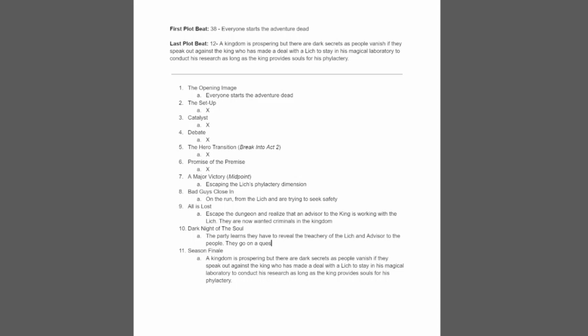They go on a quest to do this, or we'll just say a mission to do this. And what is this Dark Night of the Soul like? This is still incredibly vague, because yes, they could go and do something else, but the Lich and the advisor are likely going to be after them after they somehow escape the phylactery. Souls can escape this phylactery, so they have to get them back. And they could ruin the entire plan.